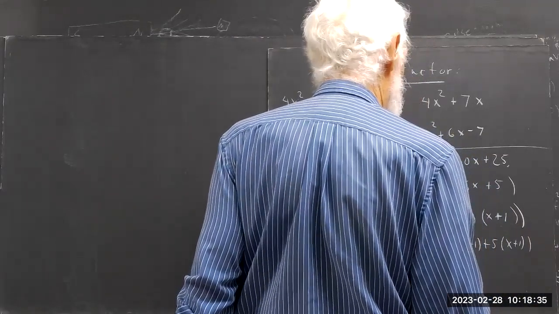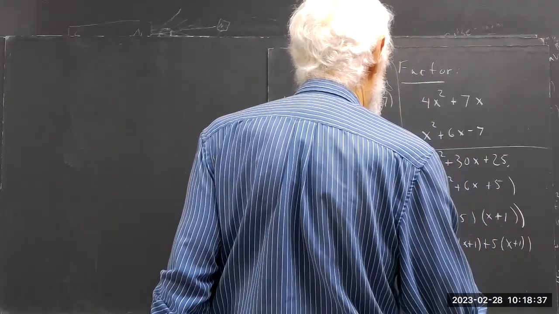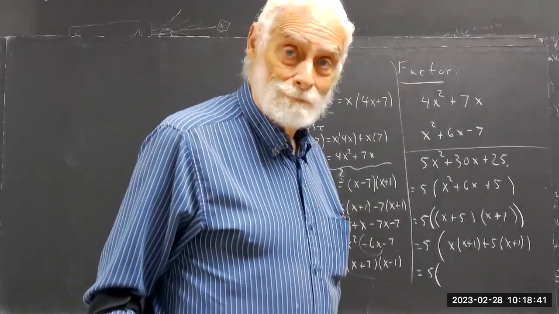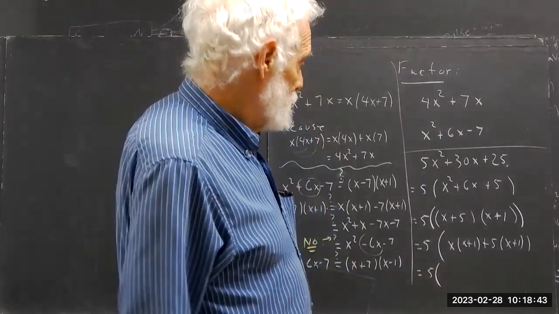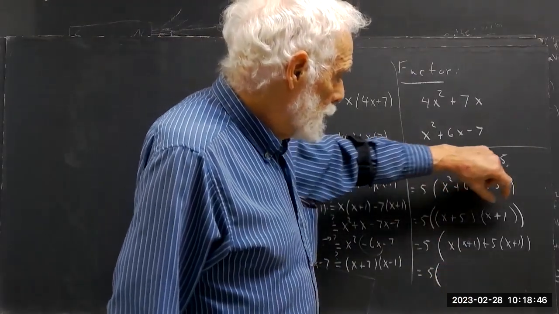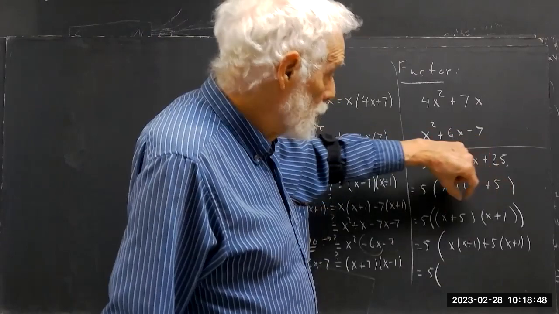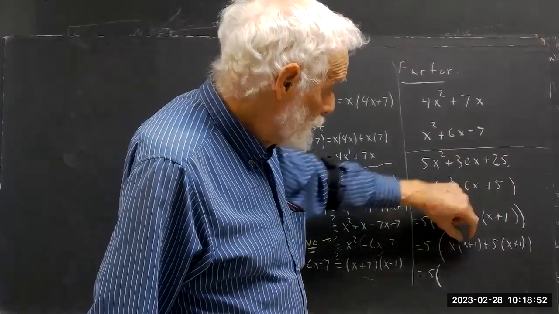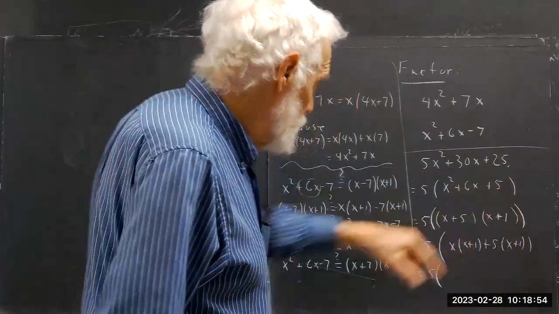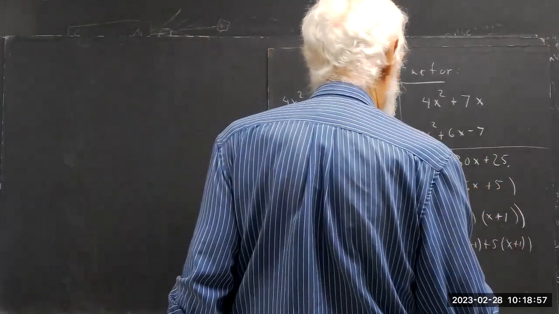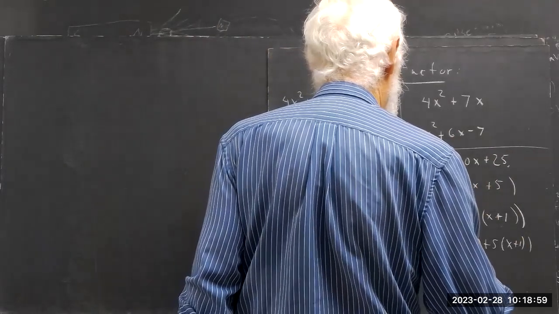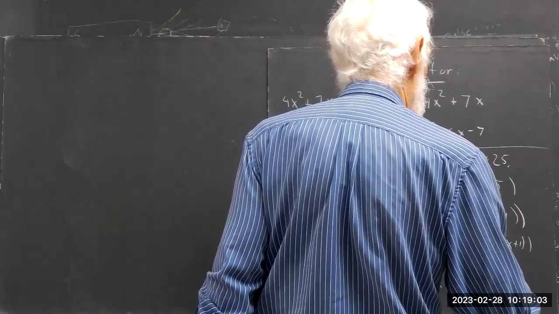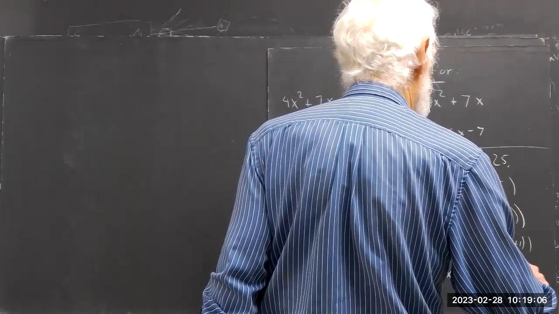Plus 5 times x plus 1. Everybody agree? That's your distributive law. Again, x plus 5 times this aardvark is x times the aardvark plus 5 times the aardvark, okay? X times this plus 5 times this. Then x times x plus 1 is x squared plus x, and 5 times x plus 1 is 5x plus 5.